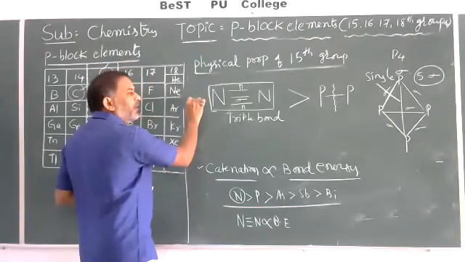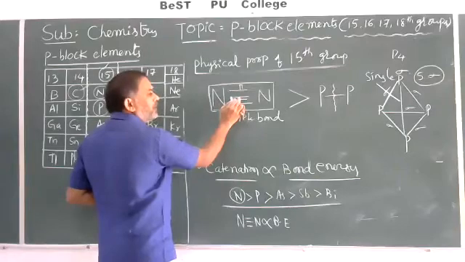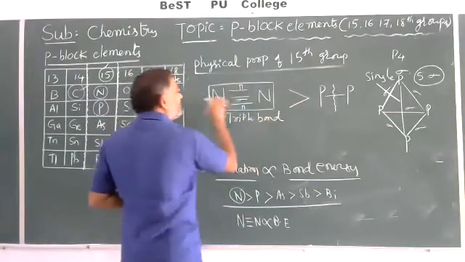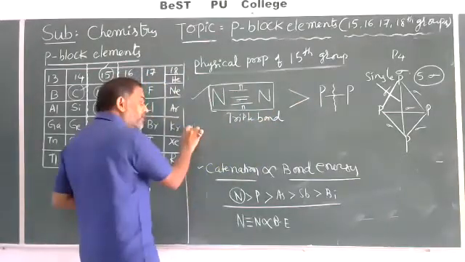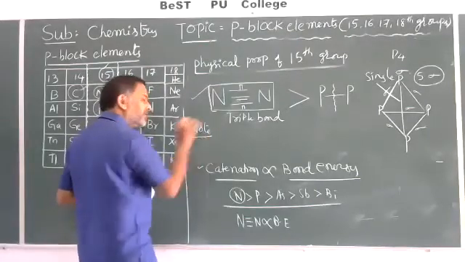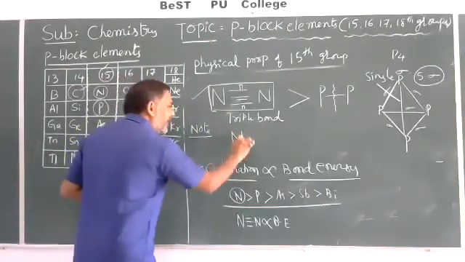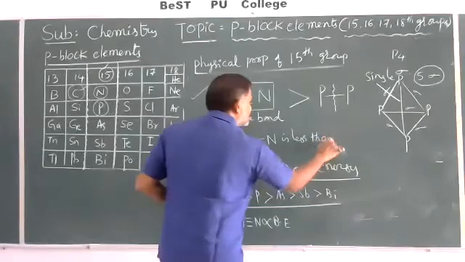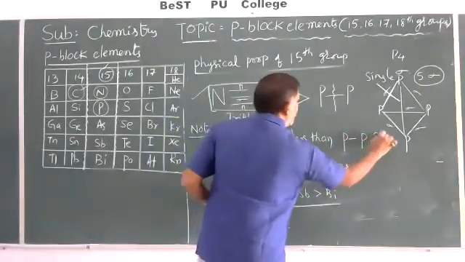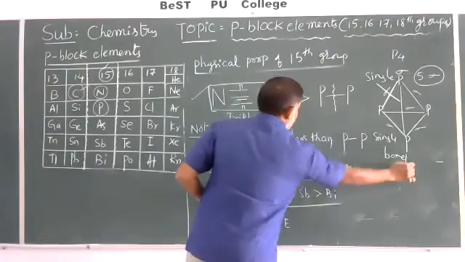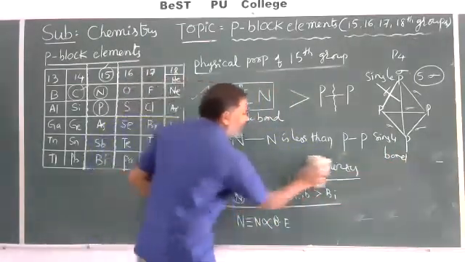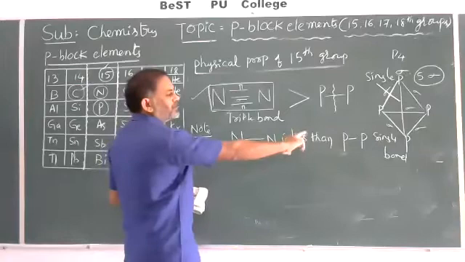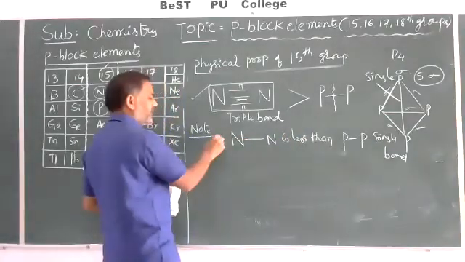So due to the presence of the nitrogen triple bond, the dissociation energy is more to break a triple bond than phosphorus and phosphorus. The important note point here is that the nitrogen single bond energy is less than the phosphorus-phosphorus single bond. Why? Very important. Generally nitrogen triple bond energy is more than phosphorus single bonds, but here it is reversed.